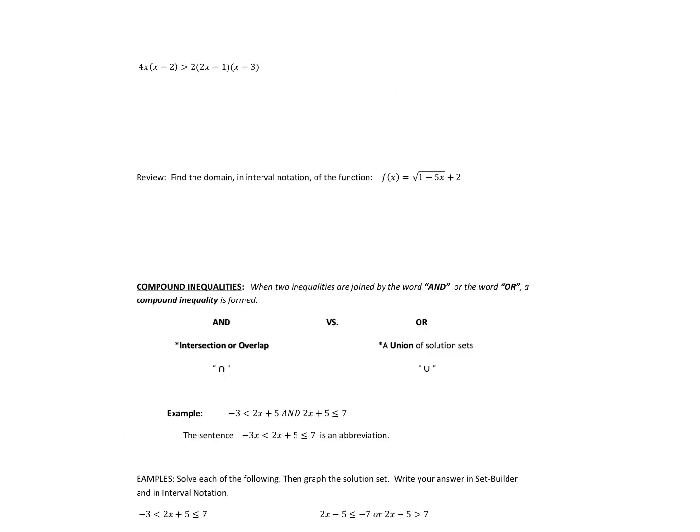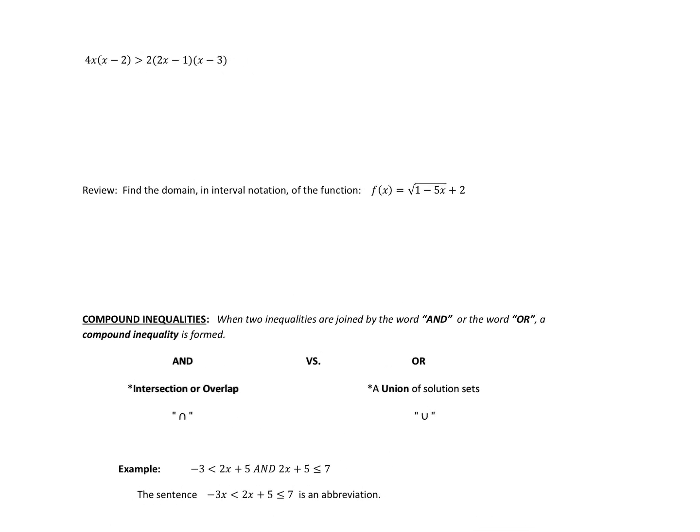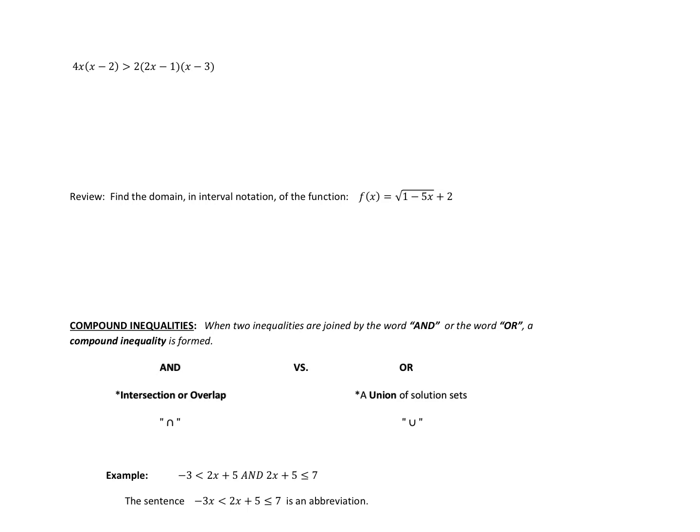Okay, let's take a look at a couple of others. This one has a little bit more multiplication involved. So we're going to take this one and distribute. If I distribute my 4x, I end up with 4x squared minus 8x is greater than 2, and then I'm going to FOIL these two. So 2x times x is 2x squared. 2x times negative 3 is negative 6x. Negative 1x. And plus 3.